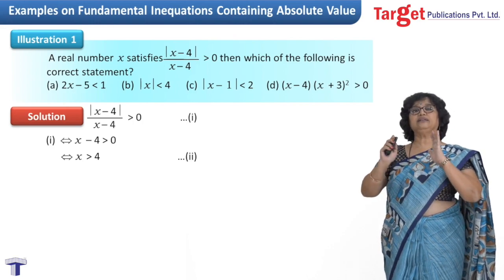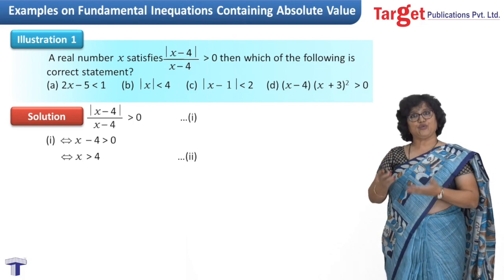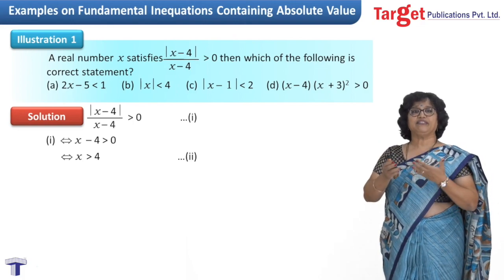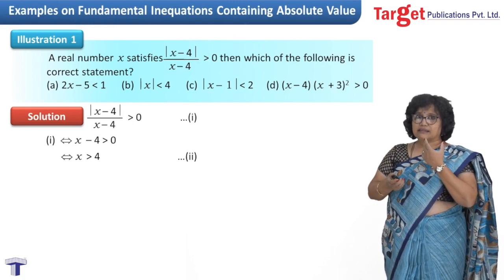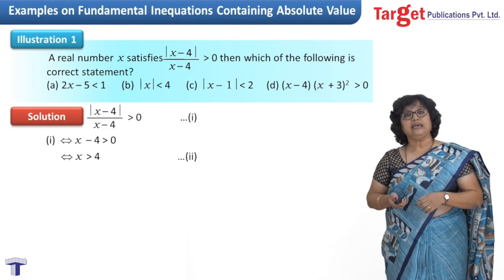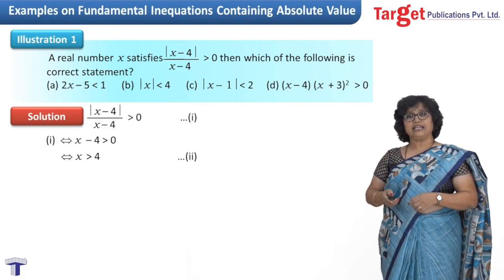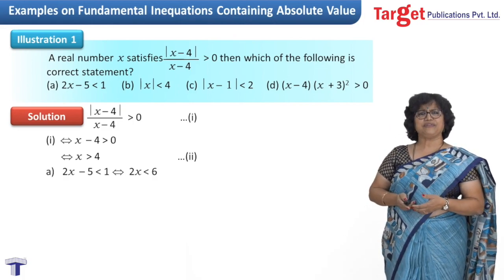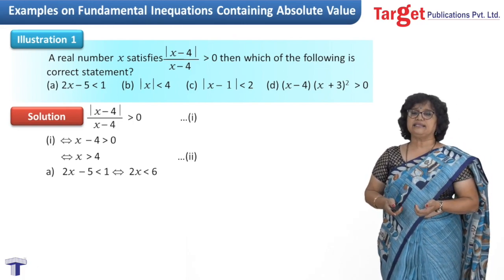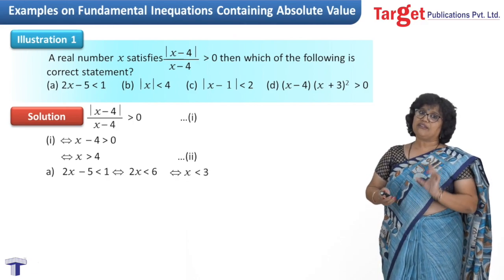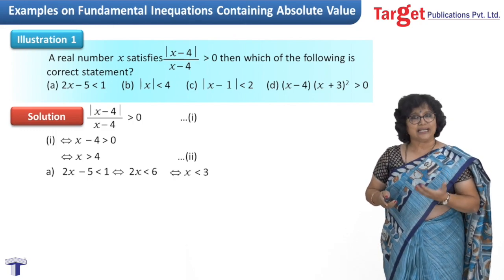So now the solution set of the given inequation is satisfied by all values which are greater than 4. Now if I apply this set of values of x, I will have to see which of the inequations of those 4 options get satisfied. My first inequation is 2x minus 5 less than 1, which is very simple. You add 5 on both sides and then simplify it to x less than 3. So the first inequation gets satisfied only when x is less than 3. So obviously x greater than 4 does not satisfy this.